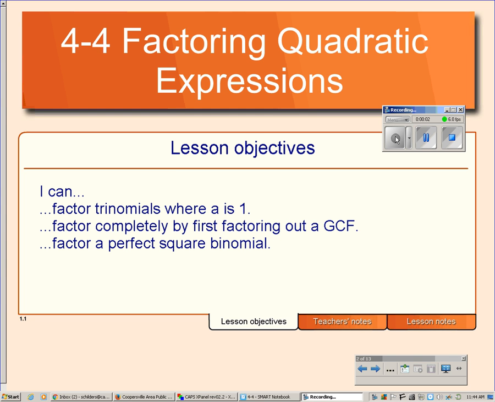This is lesson 4.4. It's about factoring quadratic expressions. And in this lesson, we'll learn how to factor trinomials where a is 1. And we'll also learn how to factor out a GCF, or a greatest common factor. And then finally, we'll learn how to factor a perfect square binomial.